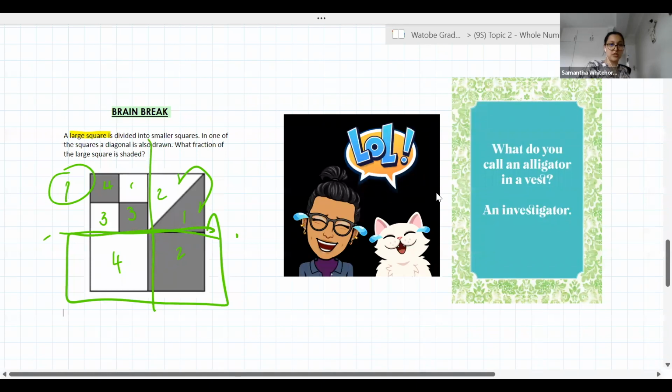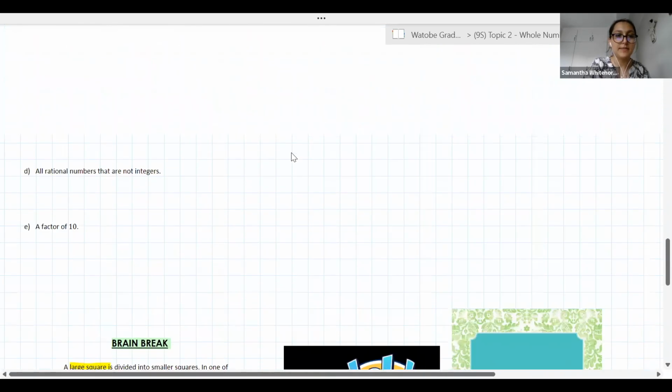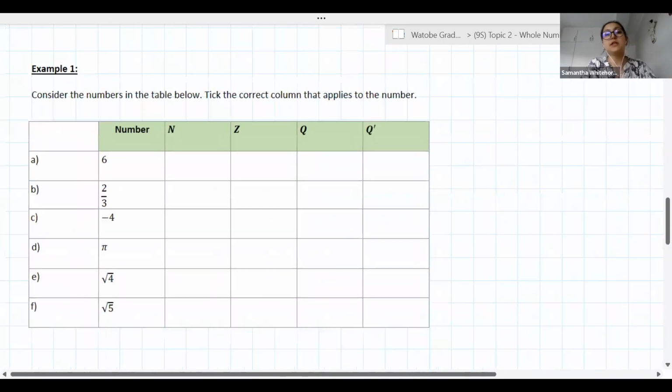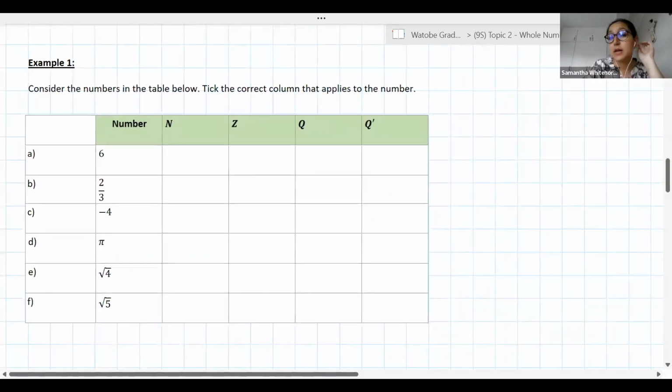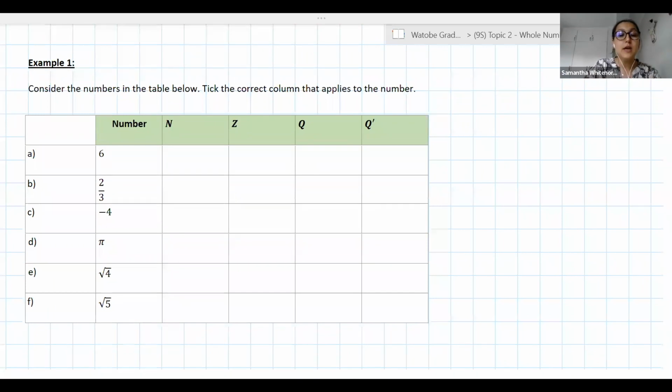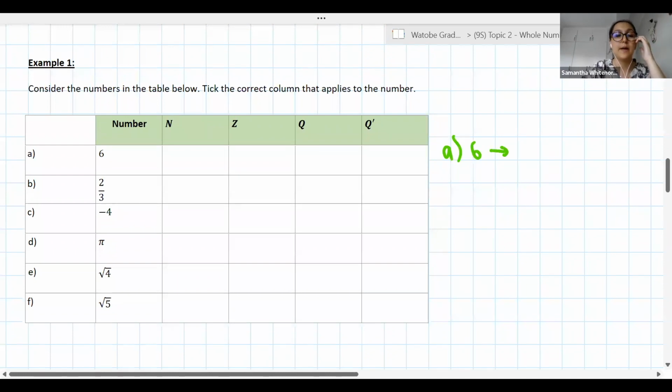Okay. I don't know if anyone wants to take a screenshot of it, but I'm going to move on. So now we're going to try classifying some numbers here. All right. So for this first example, if you want to copy down the table, by all means, I'm not going to stop you, but it can be a bit tedious. So you've got two options. Option 1, take a screenshot. Option 2 is just write it as the number 6, and then you can write down the group it falls into. Completely up to you.